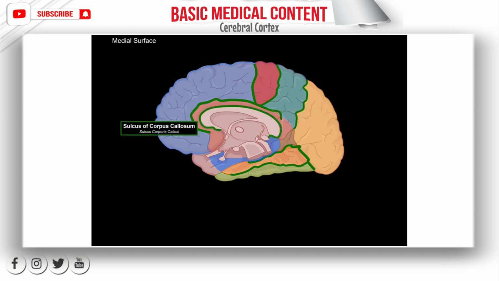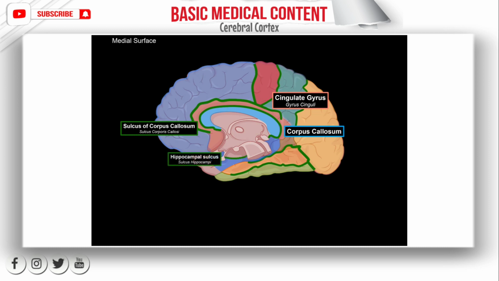We have the sulcus of the corpus callosum, which divides the cingulate gyrus from the corpus callosum. The corpus callosum itself doesn't really have any actual function. However, it's a really important part of the brain because it contains a lot of fibers that connect both hemispheres. That's really what it does. It just has fibers that go from the left hemisphere to the right hemisphere and vice versa.